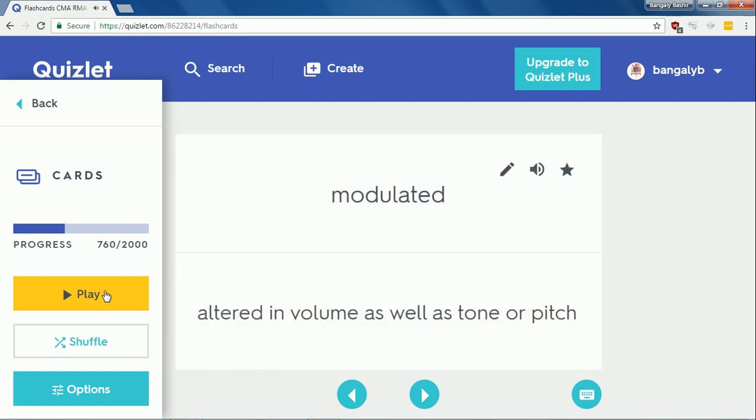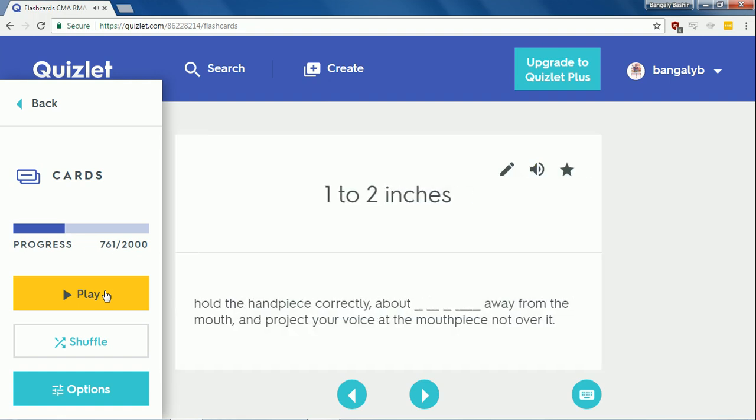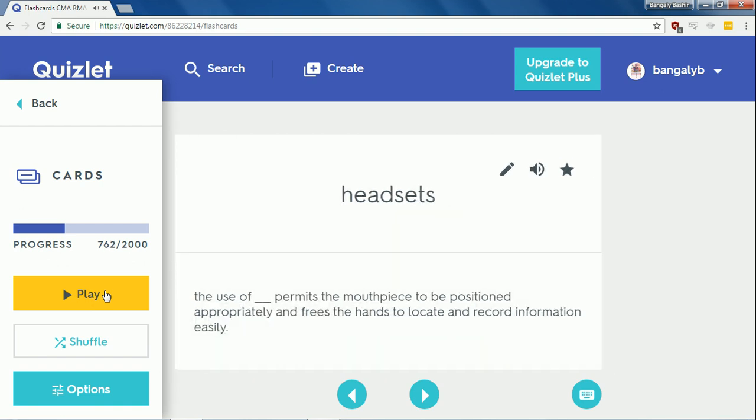Modulated. Altered in volume as well as tone or pitch. 1 to 2 inches. Hold the handpiece correctly, about 1 to 2 inches away from the mouth, and project your voice out the mouthpiece, not over it. Headsets. The use of headsets permits the mouthpiece to be positioned appropriately and frees the hands to locate and record information easily.